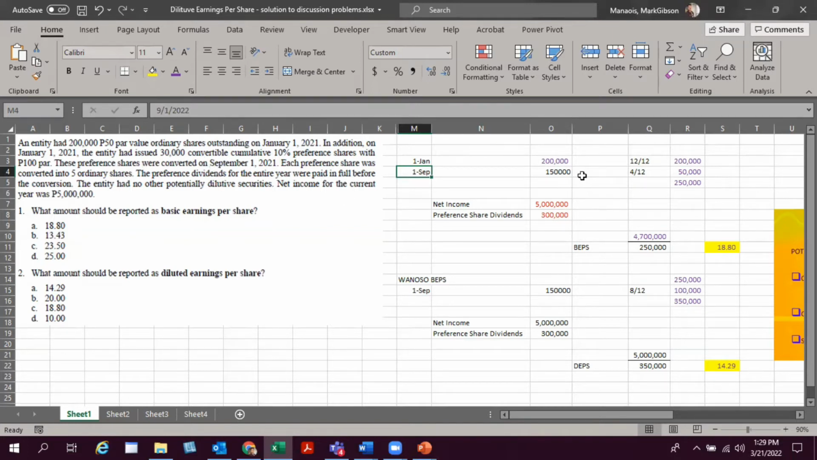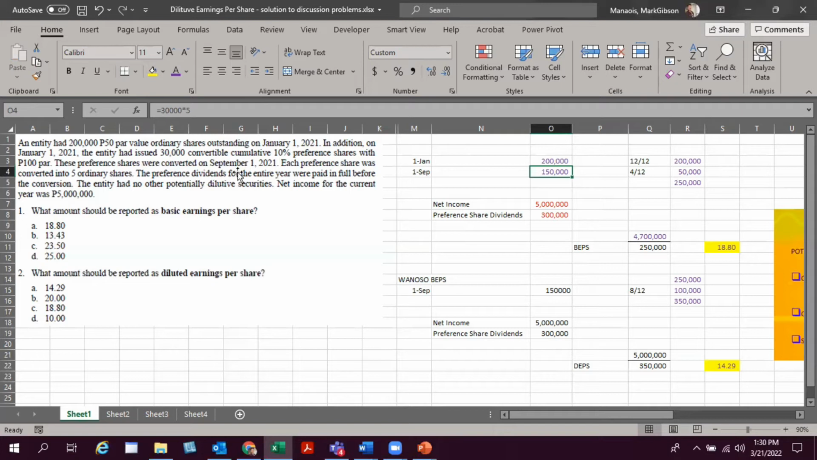Ito class, ang tip ko lang sa mga ganitong problem, read it slowly kasi nakakalito. Imagine, you have to correctly state how much would be the preference share. So in this case, we have issued 30,000. Paano daw yung conversion? Each preference share was converted into 5. So wag mo papalito dyan. Reading comprehension, ang palagi lang sinasabi, read it slowly. Sayang kasi kung sa part na yan ay magkakamali ka. Okay. So that's 150,000.